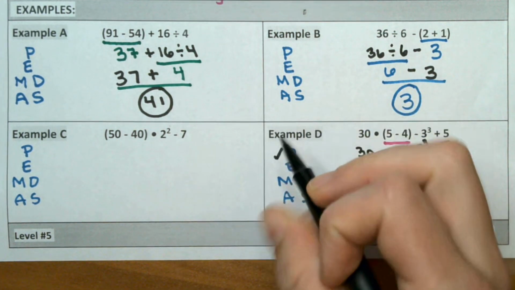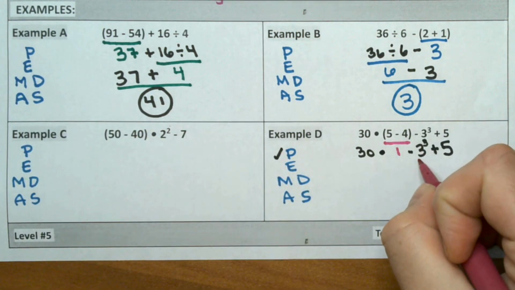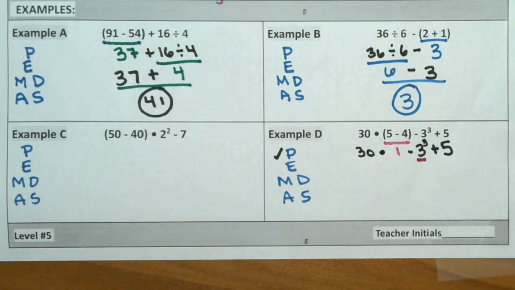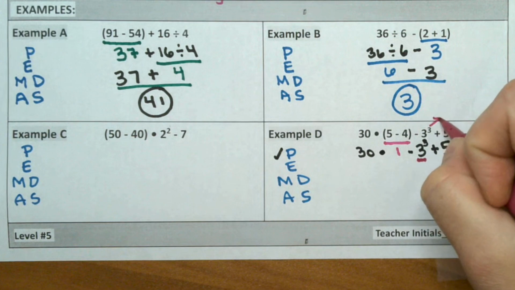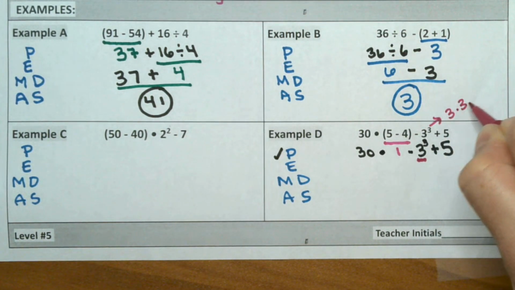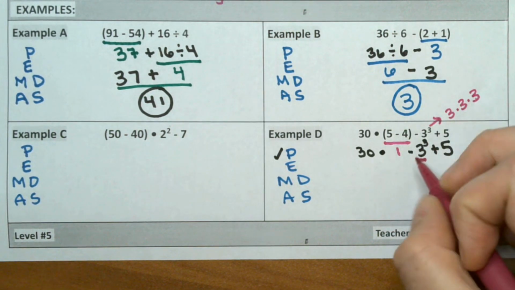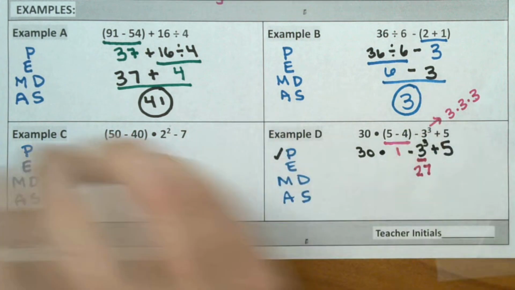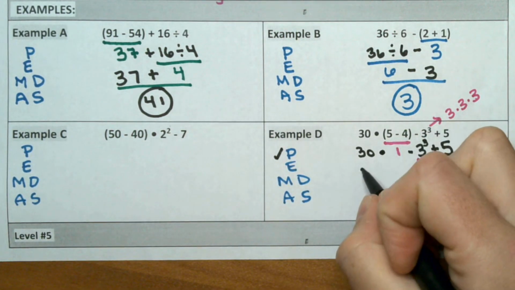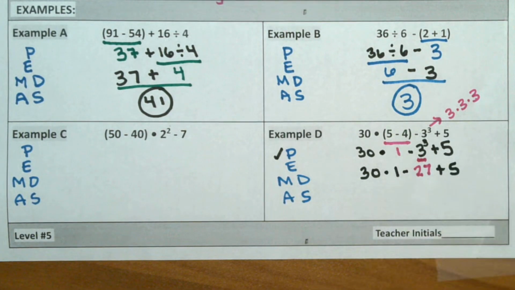Okay, so we did our parentheses. Now I'm looking for exponents. We do have an exponent, so I'm just going to underline the 3 cubed. Remember, 3 cubed does not mean 3 times 3. It means 3 times 3 times 3. 3 times 3 is 9, times 3 is 27. Then I'll bring down everything else. Now we have 30 times 1 minus 27 plus 5.